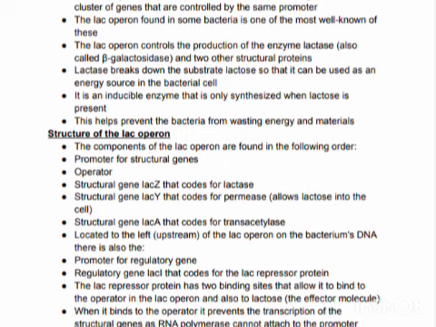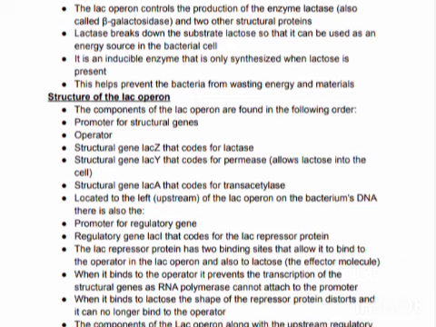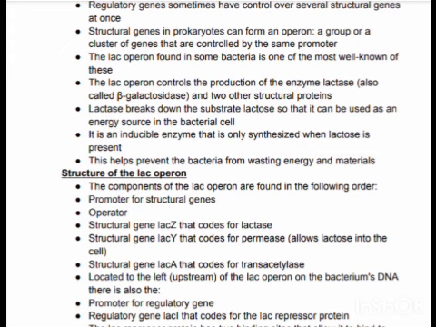Regulatory genes control structural genes and their levels of protein production. Regulatory genes sometimes have control over several structural genes at once. So we form an operon, which is a group or cluster of genes controlled by the same promoter. The lac operon, found in some bacteria, is one of the most well-known of these. The lac operon controls the production of the enzyme lactase, also called beta-galactosidase.